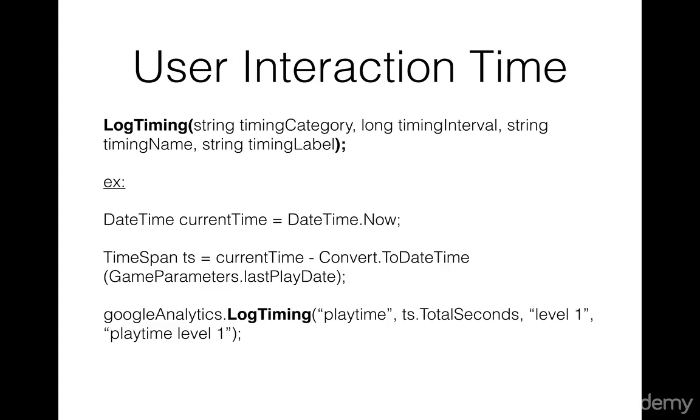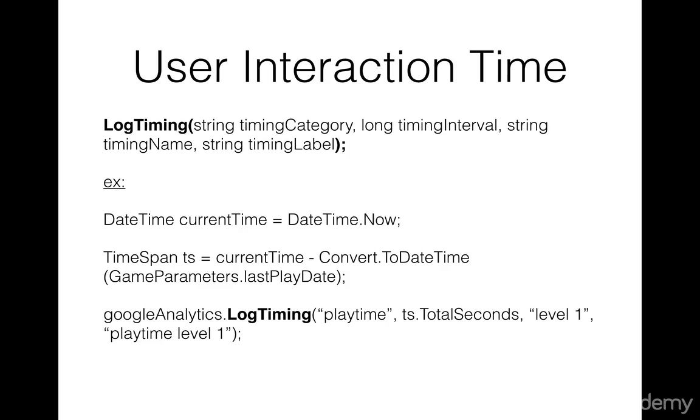Next, you can also track the user interaction time. Now you can definitely do that with events by doing it custom yourself, but Google Analytics already comes with the log timing method, where you put the timing category, the timing interval, so how long something happened for, and the timing name and the timing label. Now, an example here, and that's a Unity example on how to use that, you would create the current time at the beginning of your level. So in your start of the level, you would do current time is equal to DateTime.Now. So that's it. You know when the level starts, and you want to know how long the player plays this level for. So you would do a time span. You would take the current time minus the initial time. So when you do the subtraction here, you end up with the time span between the beginning of the level to the end of this level.